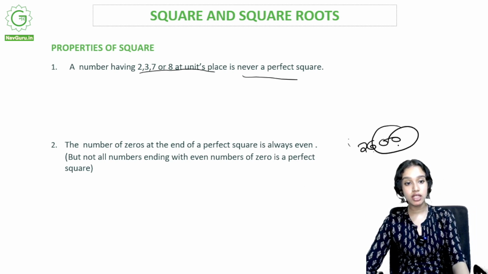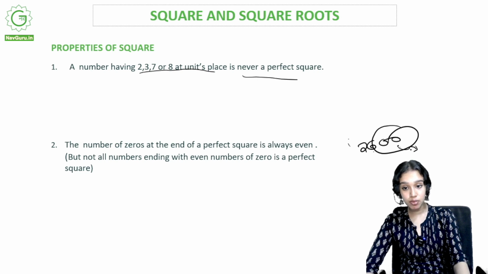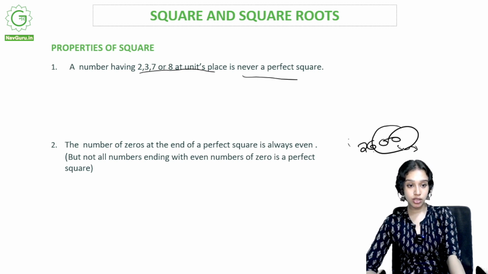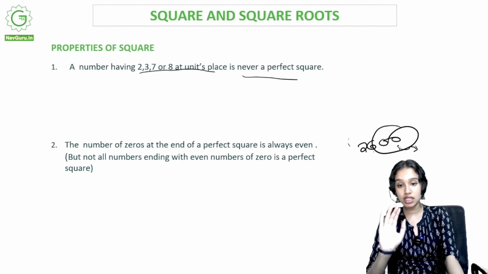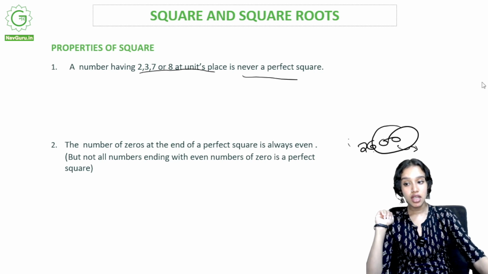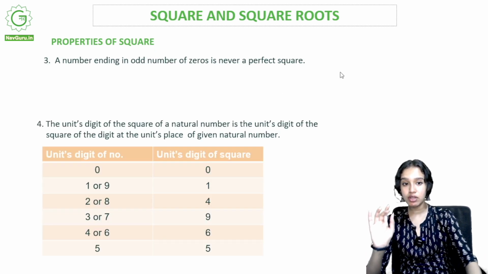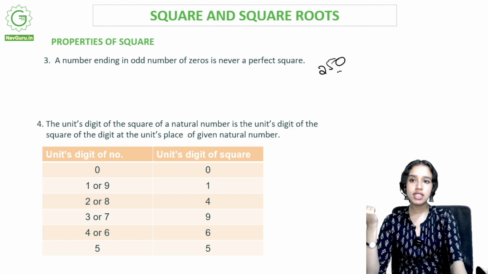for 2600, if it ends with an even number of zeros, it could be a perfect square. It's not always guaranteed that it's a perfect square, but it could be when the ending zeros are even. But at the same time, if the number is ending with an odd number of zeros, say 250, it's not a perfect square. We can say it's not a perfect square when it ends with an odd number of zeros.